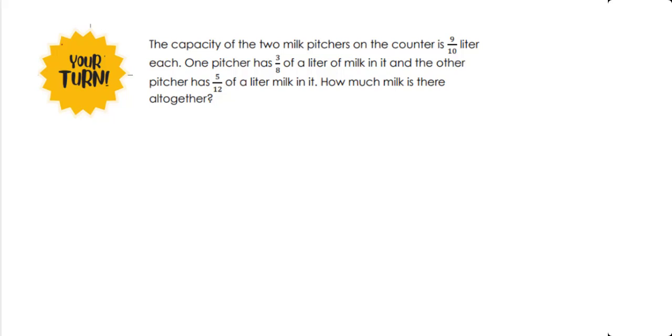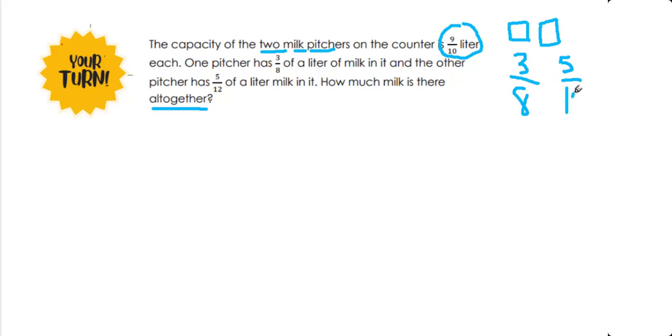Now we have lots of fractions in here. Do we need all of them? Our first part of information is the capacity of 2 milk pitchers on the counter is 9/10 of a liter each. So we could have our 2 milk pitchers. Do we need this? I don't know. One pitcher has 3/8 of a liter of milk in it, and the other pitcher has 5/12. How much milk is there all together? All together means add. So basically, I don't need to know how big the pitchers are. I just need to know how much milk is in there. So we are going to add these two fractions.